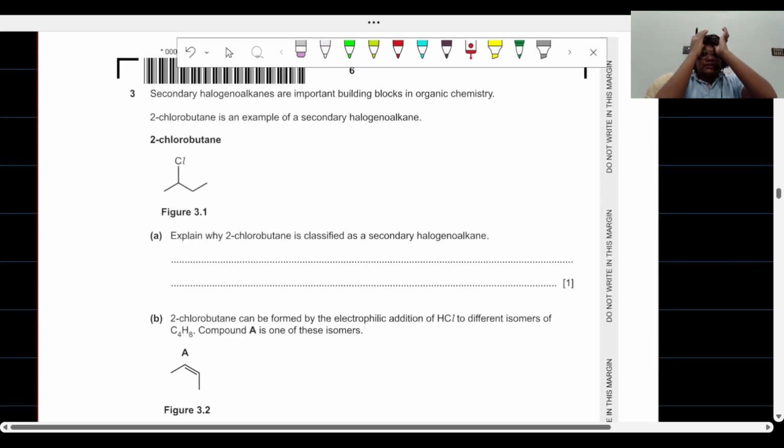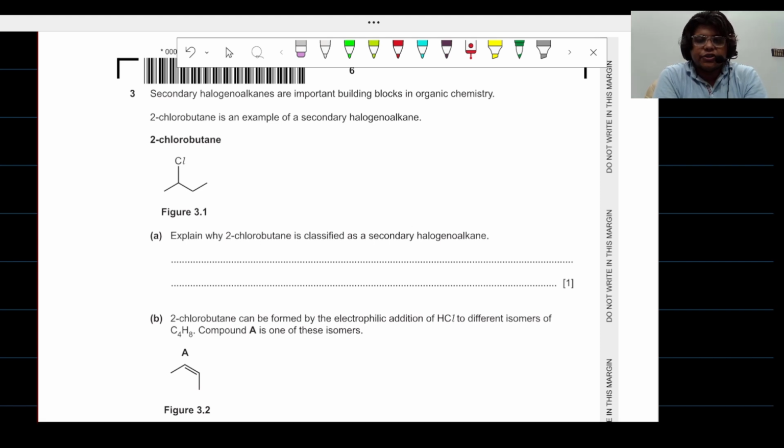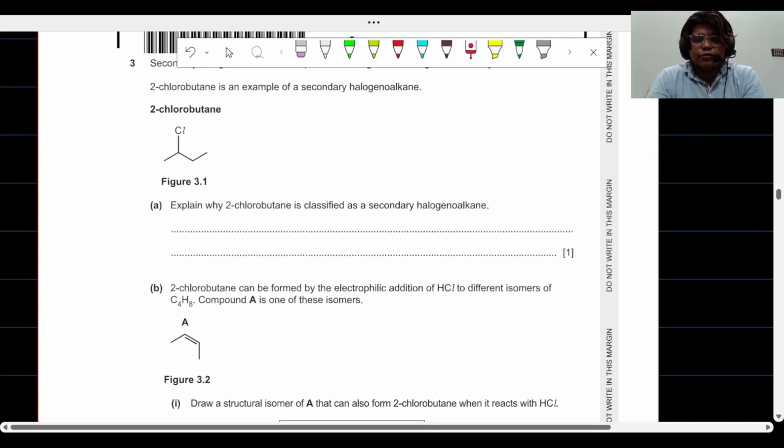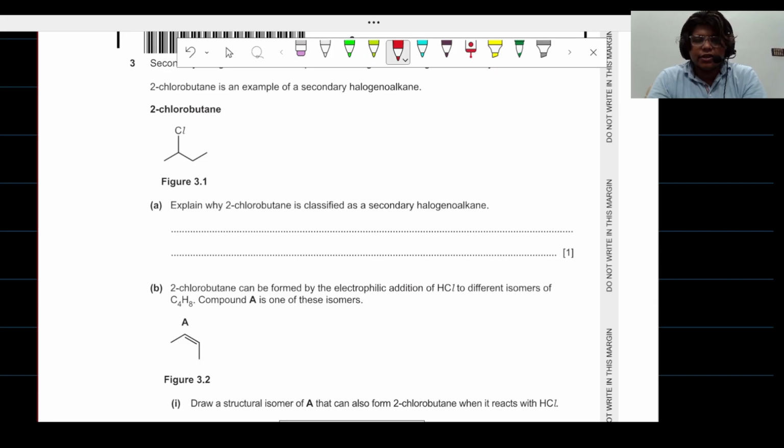Okay, then let's start with question 3. Question 3 starts with, we have a secondary halogen alkane, which are important building blocks in organic chemistry. So we have 2-chlorobutane, which is an example of a secondary haloalkane. It says explain why 2-chlorobutane is classified as a secondary halogen alkane, because it has two methyl groups attached, one here and one here. Or you can also say that the carbon has only one hydrogen attached to it. Both mean the same thing. You can say that the carbon has only one hydrogen attached, or the carbon has two other carbon atoms attached to it. Both would be correct.